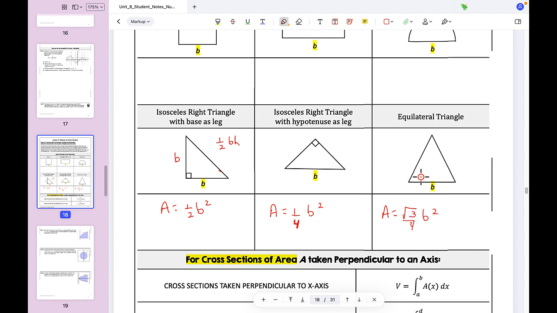And of course, that's based off of the fact that these are all 60 degrees because it's equilateral, right? Area of a triangle is 1/2 the base times height, which means I'm looking at a 30, 60, 90 triangle. Okay, so that's where that formula comes from.